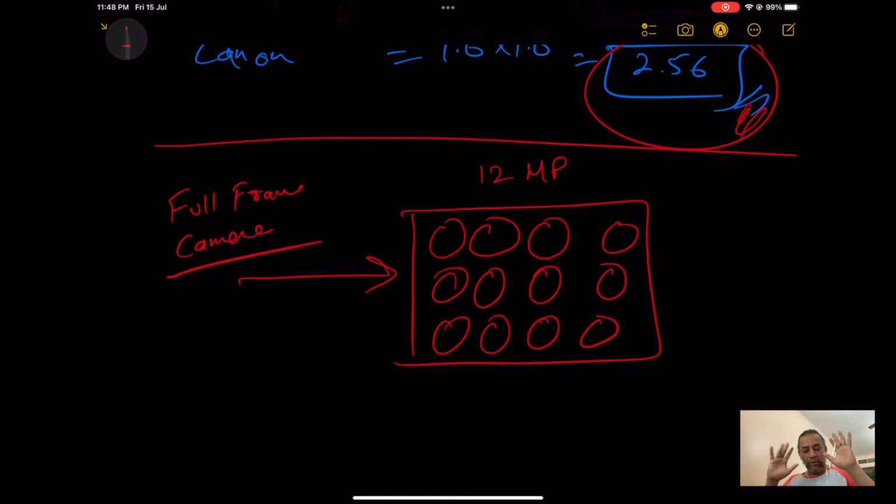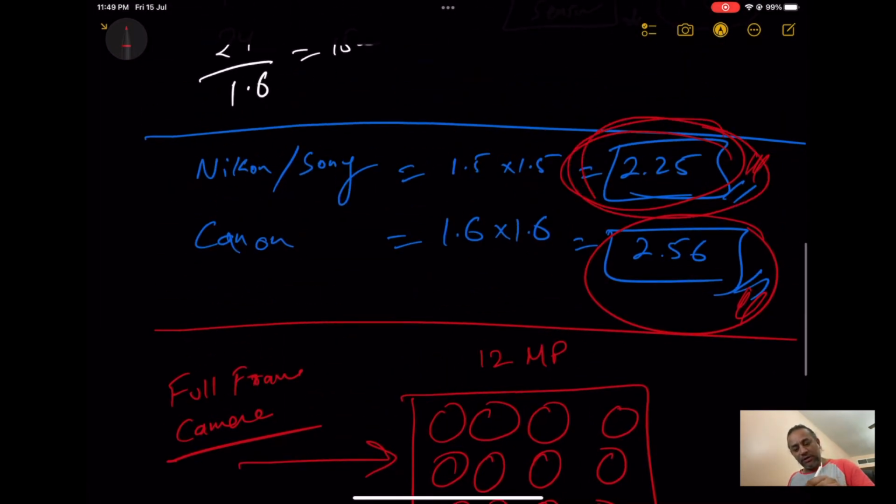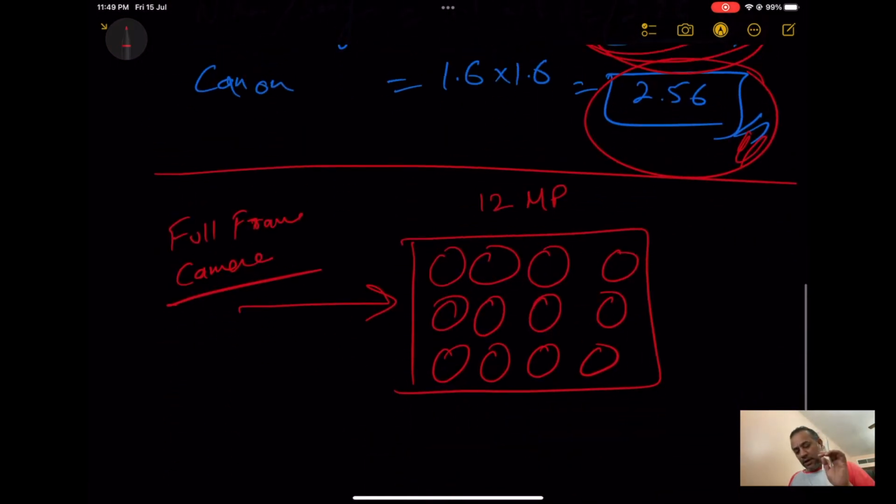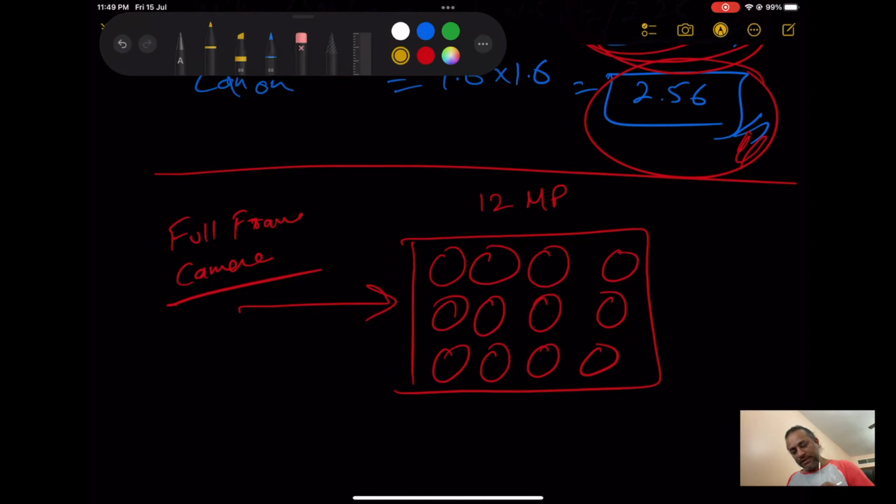Alright, done. Okay, so we are going to use that 12 megapixel and we are going to divide it by this 2.25, because we are using Nikon or Sony sensors, which are mostly used. For Canon, you can easily calculate it, but just wait. You can apply the same for Canon and calculate the number of pixels, but I'm just using Nikon and Sony because both have the same multiplication factor, crop factor, which is 1.5. So 1.5 multiplied by 1.5 gives you 2.25. All right.